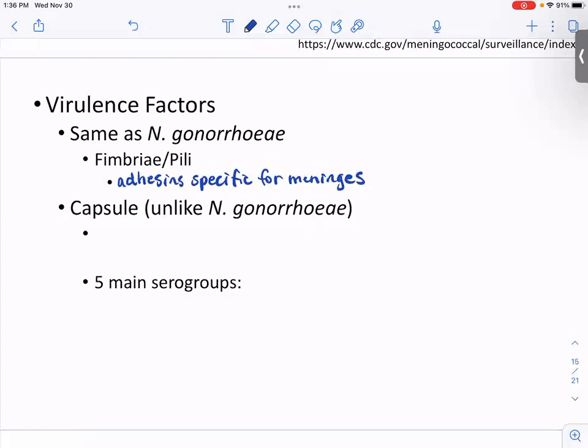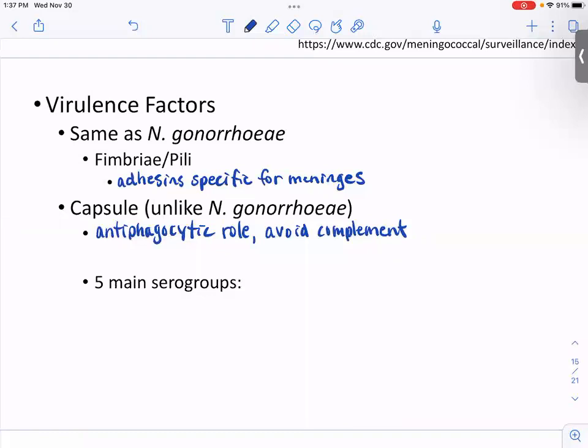And unlike Neisseria gonorrhoeae, it makes a capsule. Okay, so that has an anti-phagocytic role. And also it helps the organism avoid complement. Okay, I don't really know what the structure of that is, but perhaps complement can't as easily act as an opsonin. I'm guessing there.